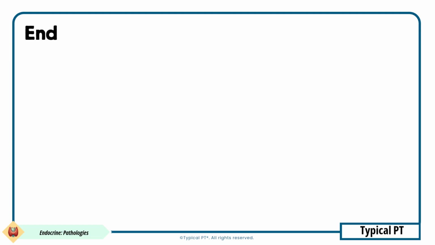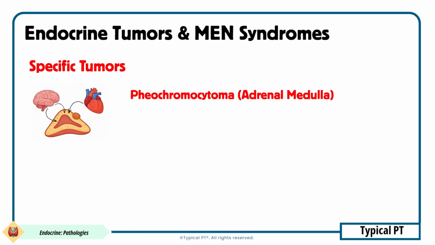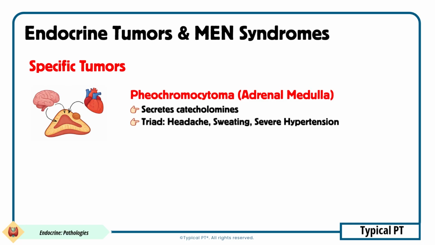Now we're looking at specific endocrine tumors you need to recognize. Pheochromocytoma is a tumor of the adrenal medulla that releases catecholamines. It classically presents with headache, sweating, and severe hypertension. A key concern is sudden spikes in blood pressure during activity, which require stopping and urgent referral.